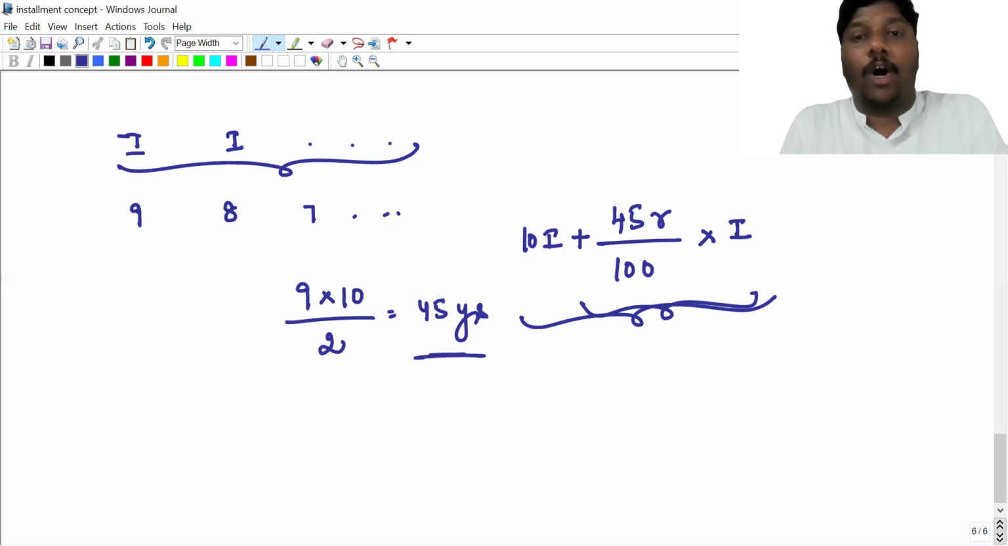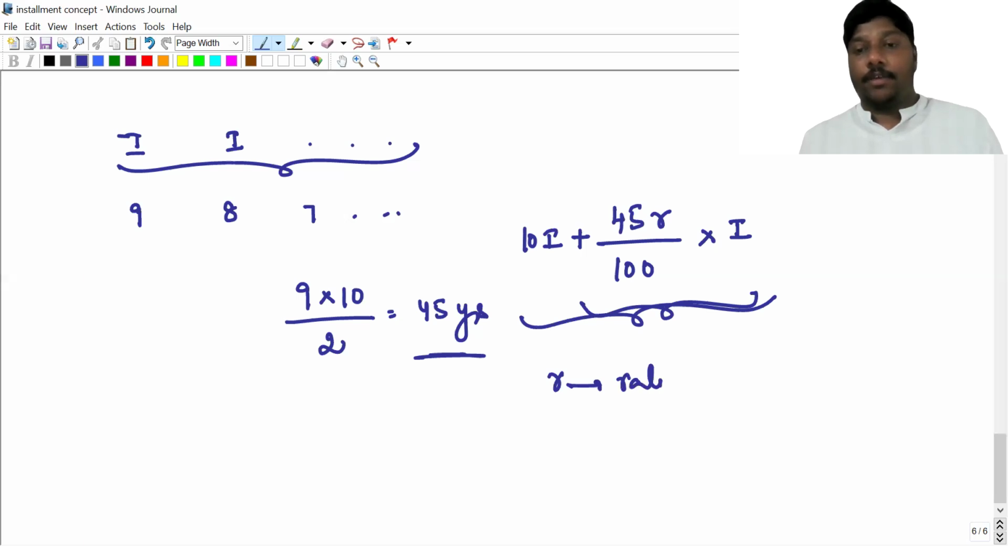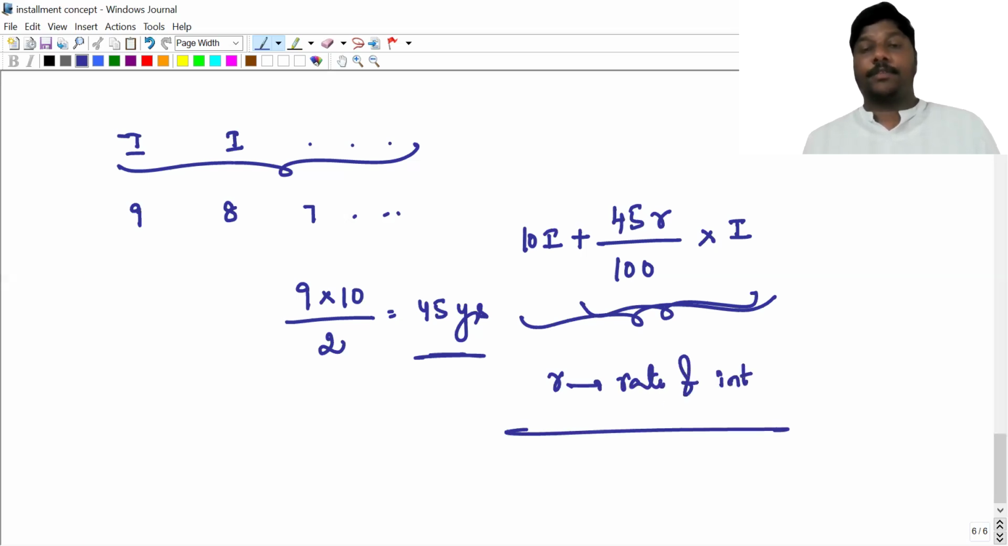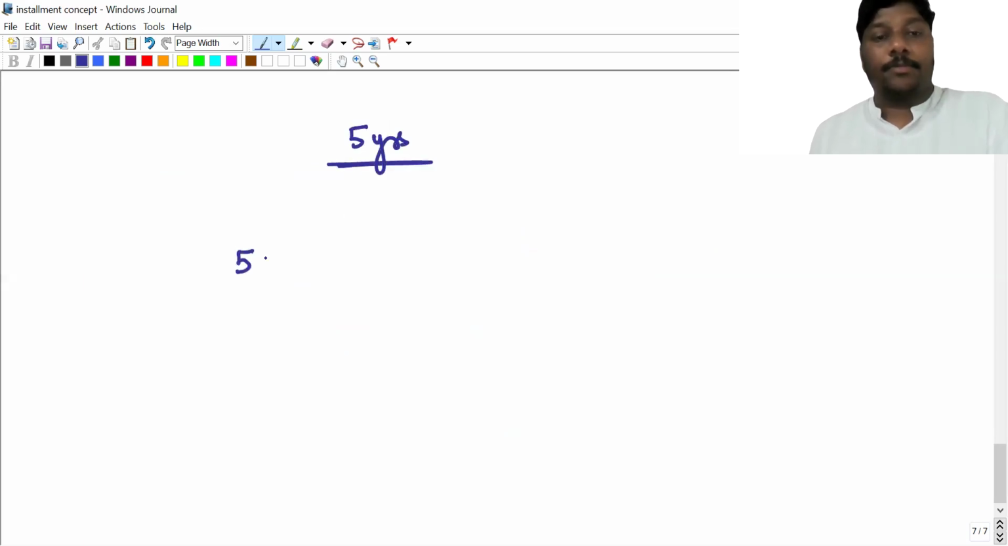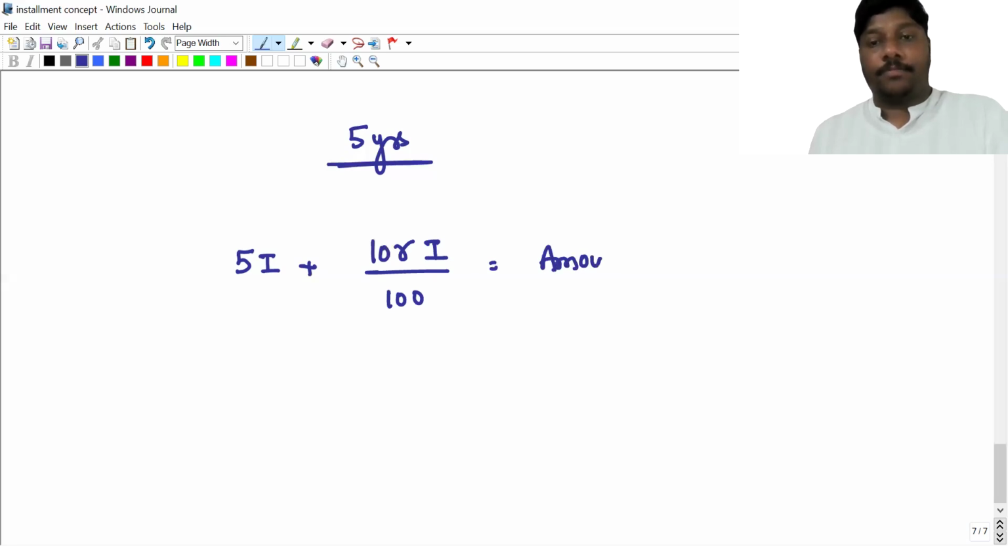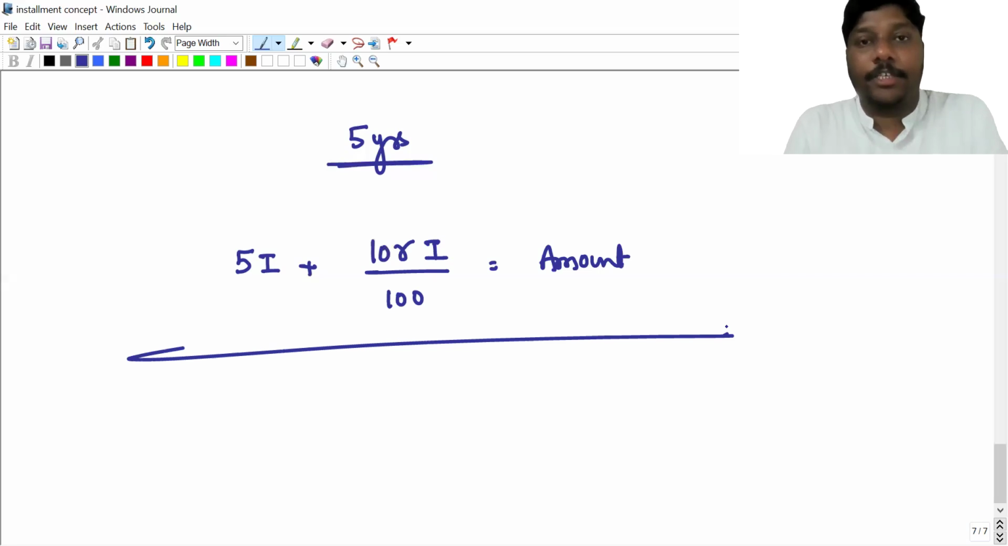ఓకే, అలాంగ్ విత్ దిస్ 10 year ఇన్స్టాల్మెంట్స్ అంటే 10I తో పాటుగా then you need to consider this interest also. Interest on what? Interest on installment. ఇక్కడ R అనేది మనకు rate of interest. That's it, right? So ఒకవేళ మనం 5 years కి రాయాలంటే ఫస్ట్ 5I అని రాస్తాము, 1 + 2 + 3 + 4 అంటే 4, 3, 2, 1, 10 years of interest. 10 years of interest అంటే 10R into I divided by 100 is equals to amount. This is how you write it. ఇది మనకు సింపుల్ ఇంట్రెస్ట్ లో ఇన్స్టాల్మెంట్ కాన్సెప్ట్ యొక్క ఫార్ములా. ఓకే, ఈ ఫార్ములా వస్తే మీకు ఇన్స్టాల్మెంట్ ఎలాంటి క్వశ్చన్ అయినా మోస్ట్లీ మీరు చేయొచ్చు.